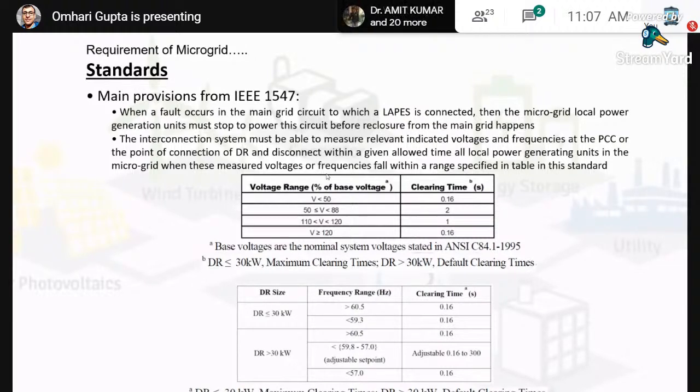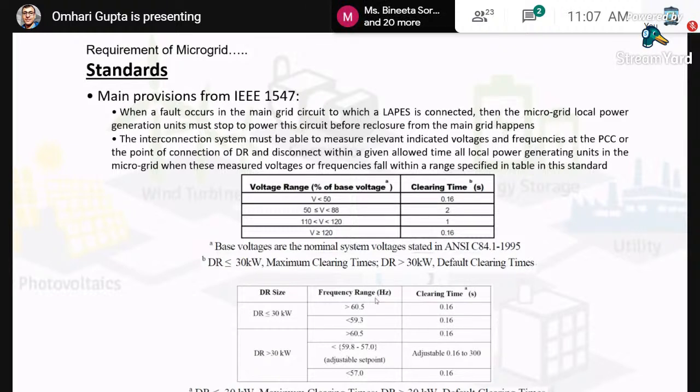If it is between 50% to 88%, you may disconnect yourself within 2 seconds. And if it is 110 to 120%, then you will have 1 second. If it is more than 120%, then you have to again disconnect yourself within 0.16 second. That is the clearing time available to you as per the standards. Then obviously, if frequency deviates from the nominal value, you again have different clearing times based upon the variation in the frequency.